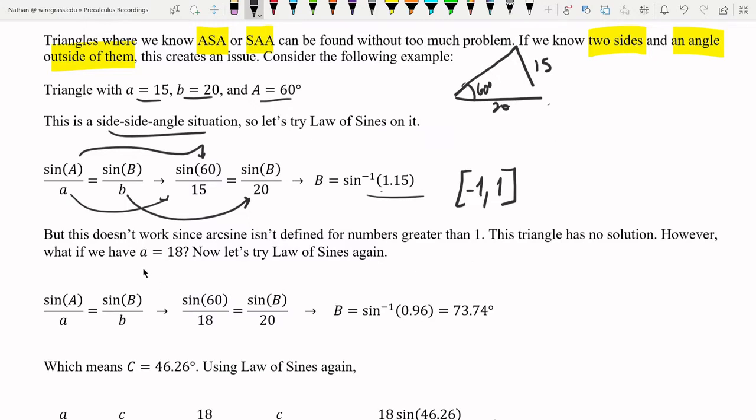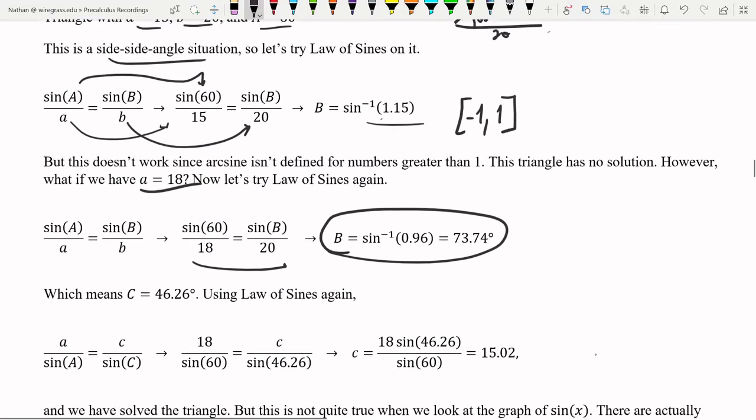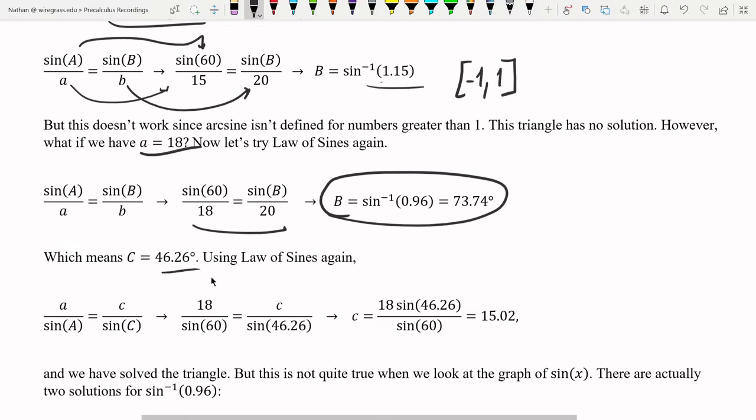Let's try if we worked with A equal to 18 instead of 15. That's the issue, the side length A is too short. Let's extend it and see what happens. Well, doing the same thing again, solving it, we get this solution here. So we do in fact get an angle for B. And C, of course, means that C is 46.26. Since we know what the angle A is, the angle B is, we know what angle C is. Using law of sines, we can solve for C using the standard law of sines approach, and we get 15.02.